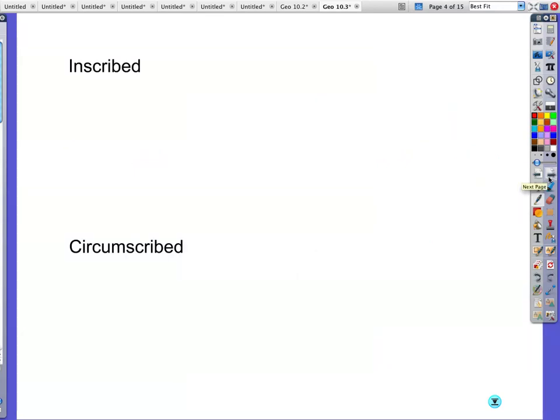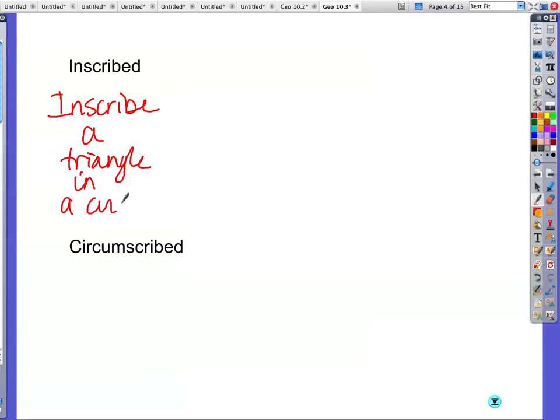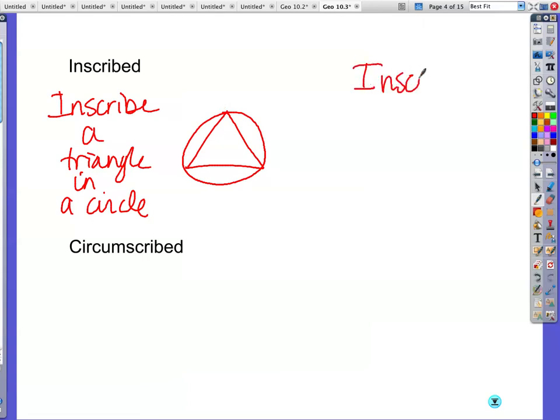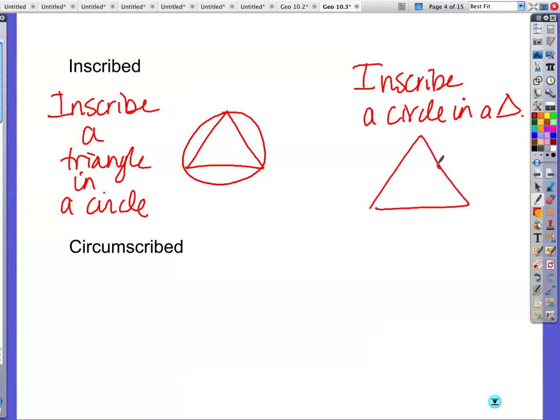Inscribed. So I could inscribe a triangle in a circle. Okay, so here is my triangle. It's going to be a bad drawing, by the way. Inscribed in my circle. I could inscribe a circle in a triangle. Okay, it would look like this. Here's my triangle, and there is my inscribed circle.